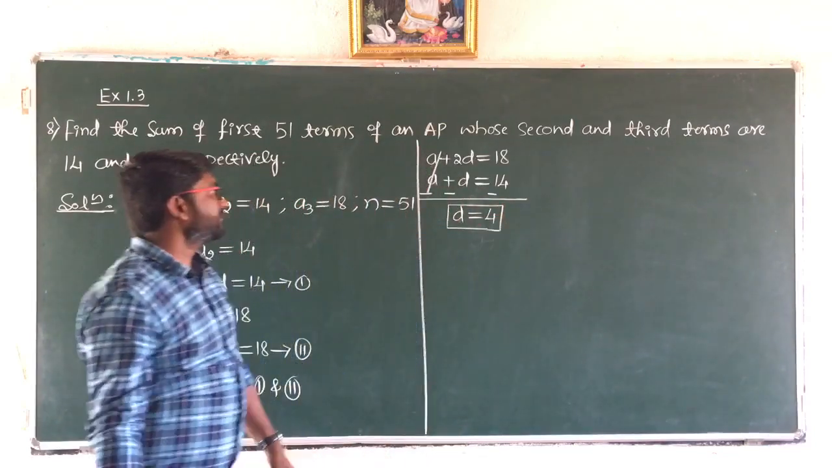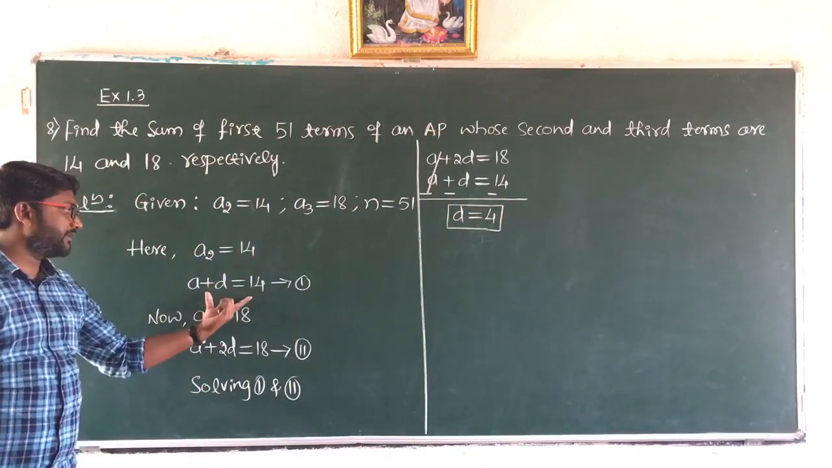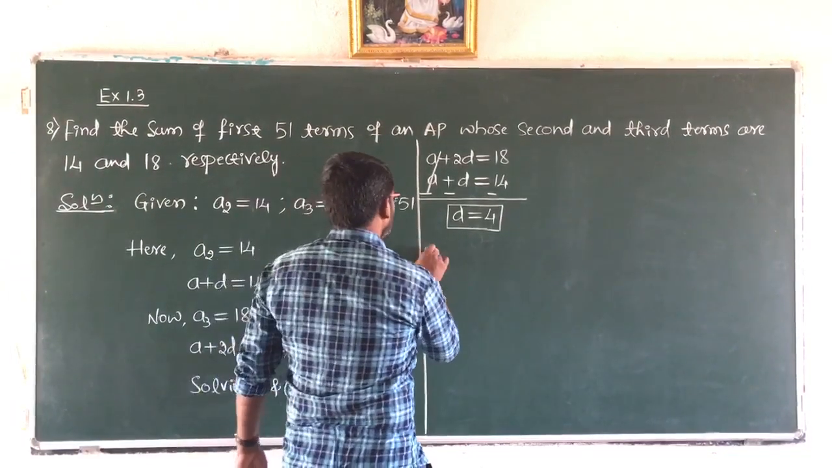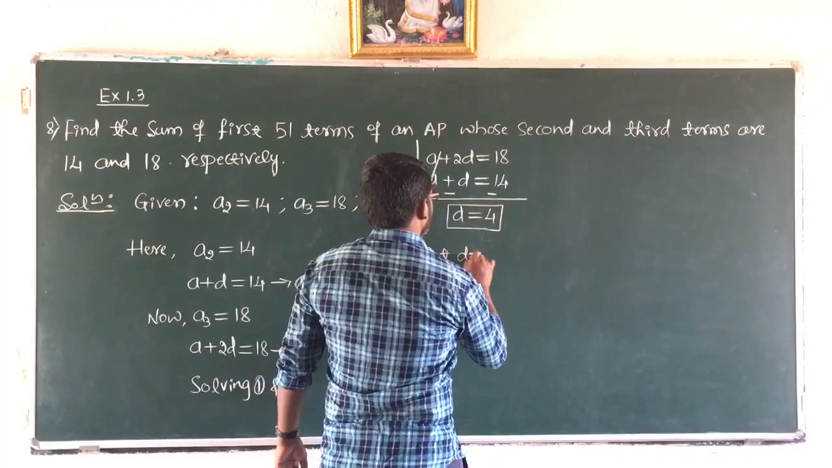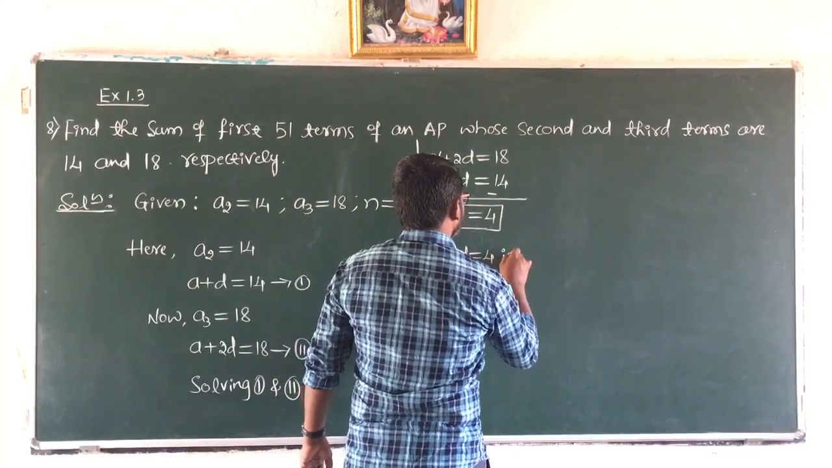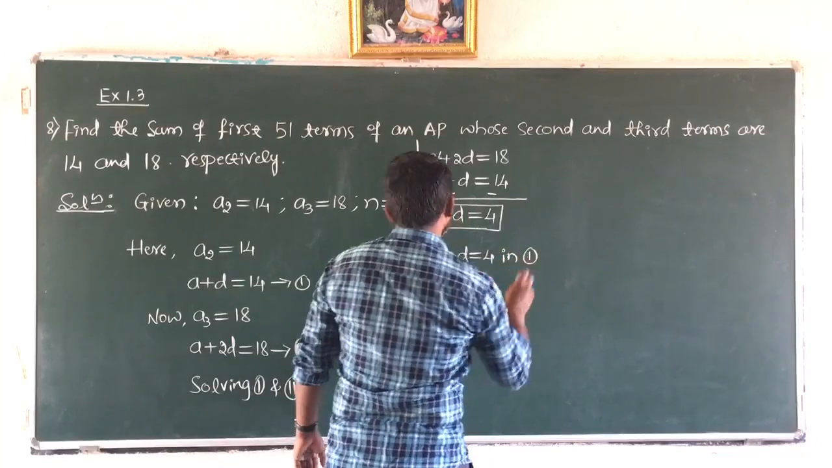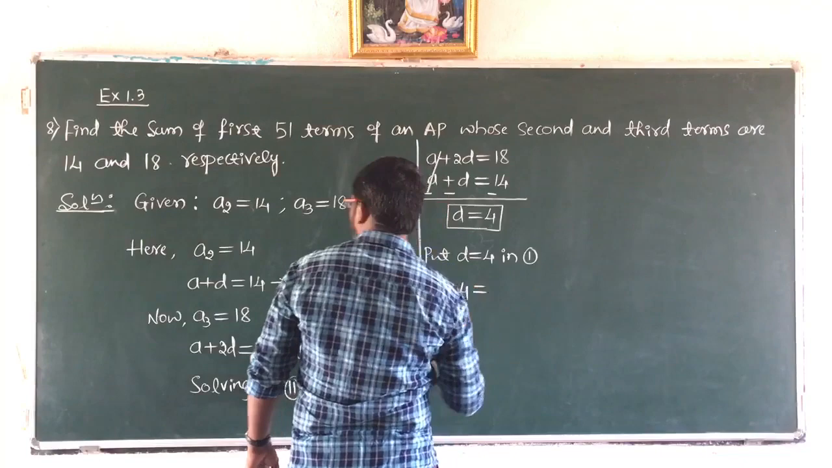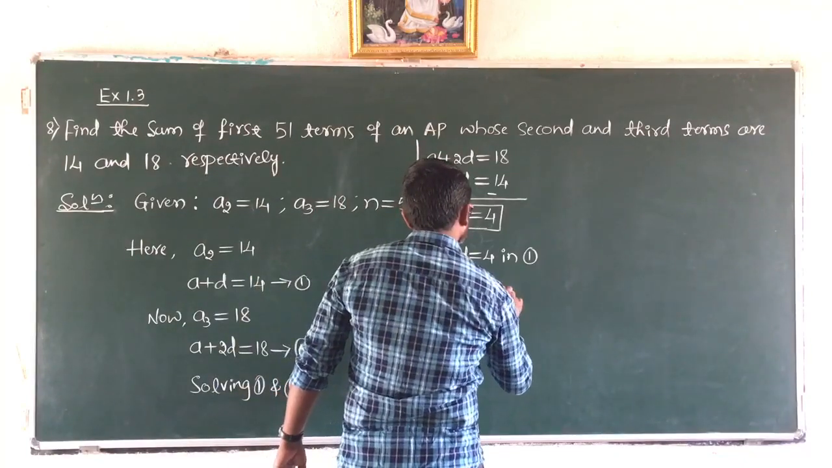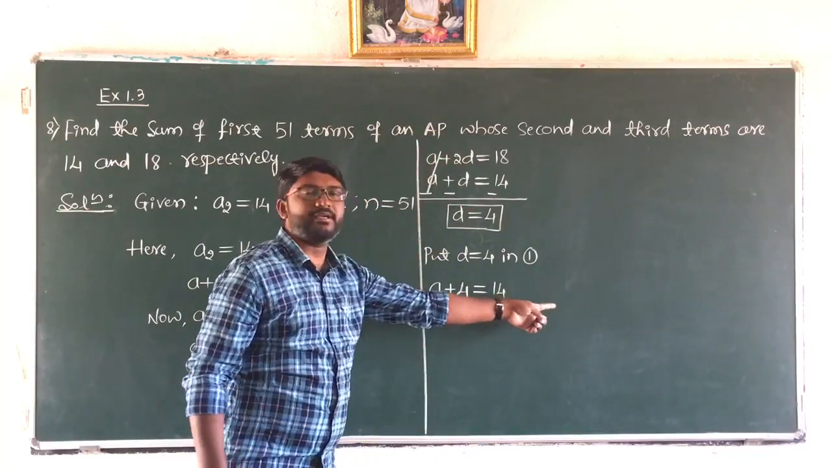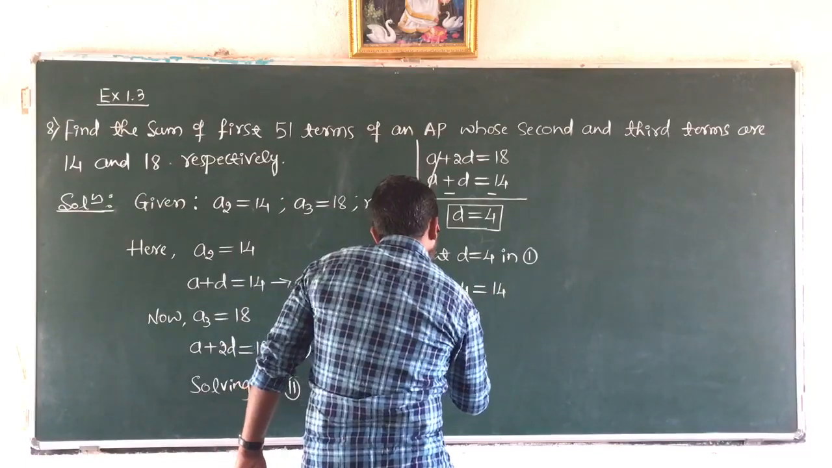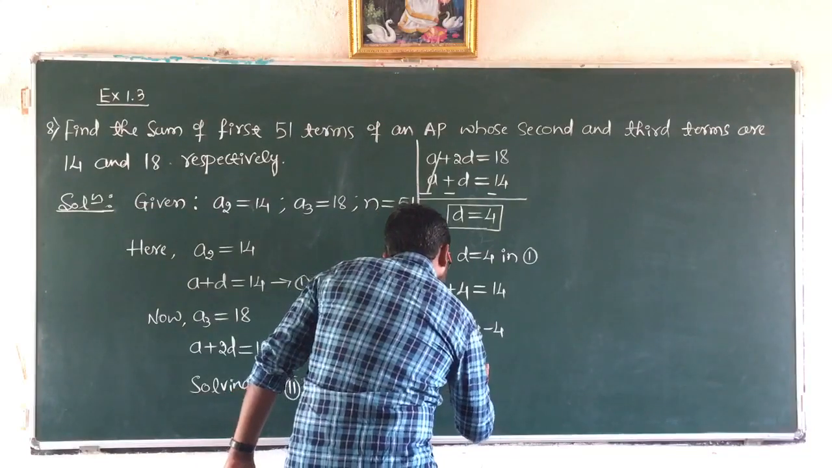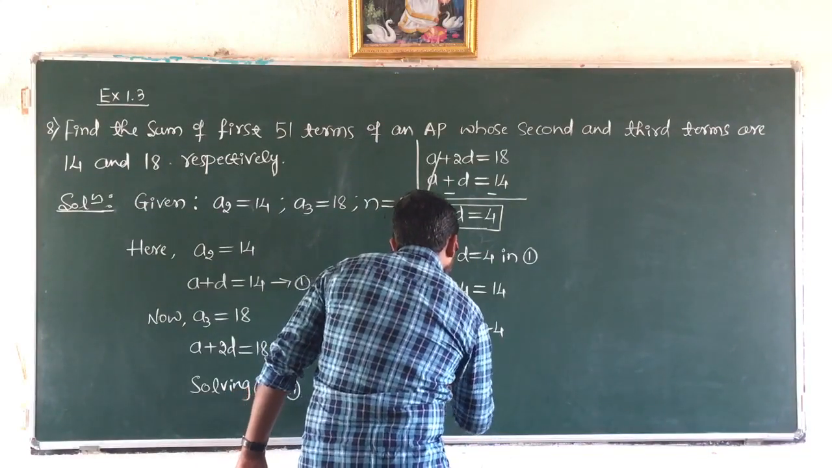So we have got the value of D. Now substitute this value of D in equation number 1 or equation number 2, we get the value of A. Put D equal to 4 in equation number 1. So now A plus 4 which is equal to 14. Now take 4 to the RHS, it becomes minus 4. A which is equal to 14 minus 4. A which is equal to 10. So we have got the first term.